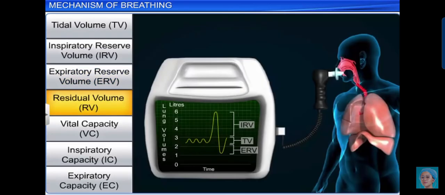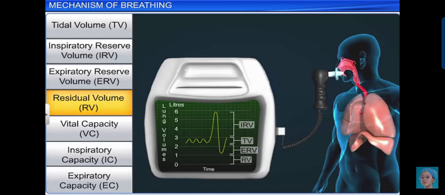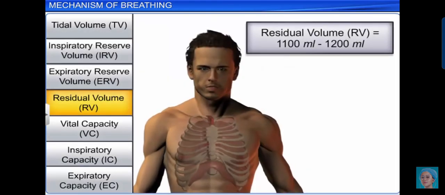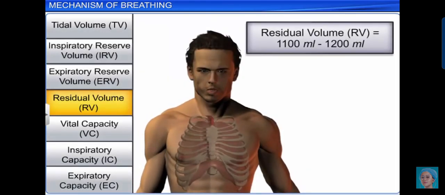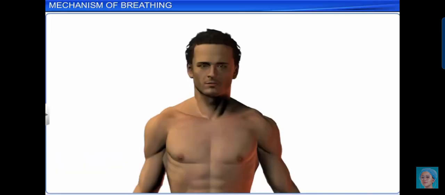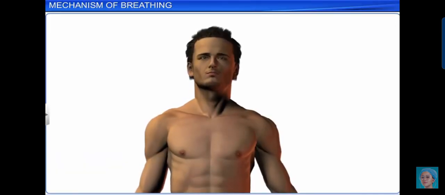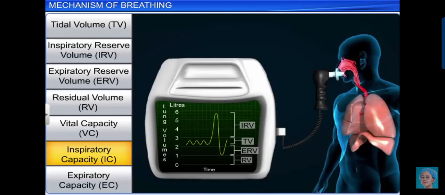The volume of air that remains in the lungs after a maximal expiration is called residual volume. This averages from 1,100 milliliters to 1,200 milliliters. The total volume of air a person can inspire after a normal expiration is his inspiratory capacity. This includes both tidal volume and inspiratory reserve volume.